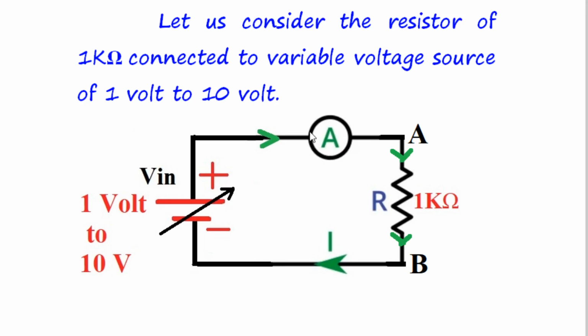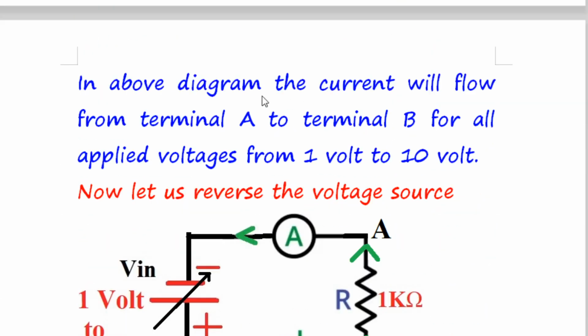So here, a variable battery of 1 volt to 10 volt is connected to a fixed value resistor, because this is the symbol of a fixed value resistor, with only two terminals A and B. Current will start flowing in this direction, positive to negative, and the current meter is here. Now everything is given. In the above diagram, the current will flow from terminal A to terminal B for all applied voltages from 1 volt to 10 volt.